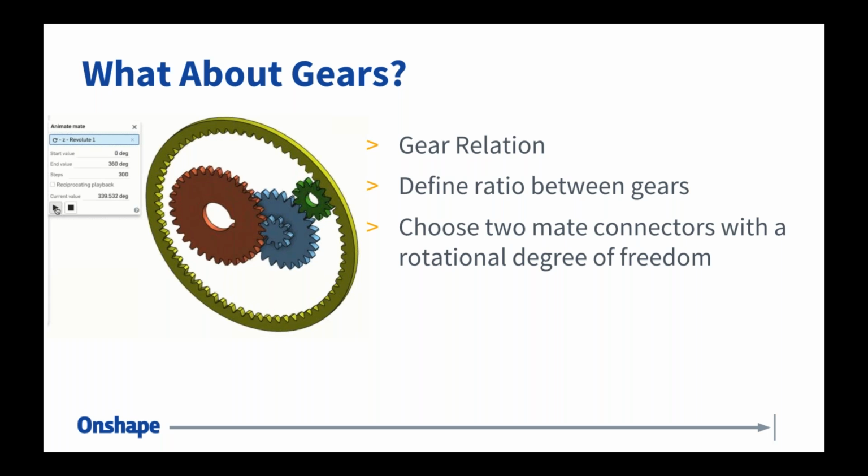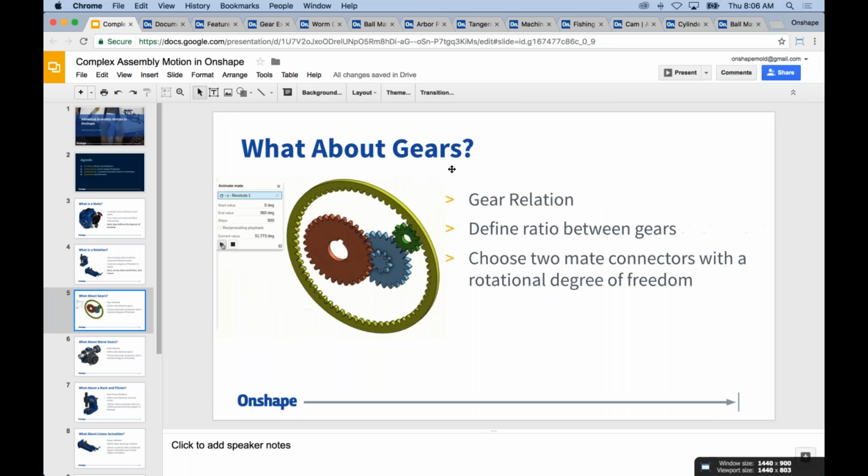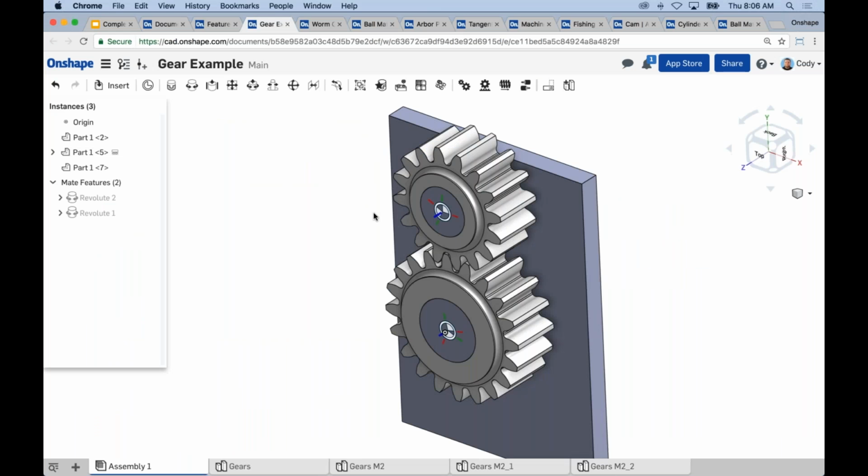I mentioned before, relations require that you have mates already established. And what we're doing with a relation is we're defining a ratio of the movement between them. So we're choosing 2 mates, they should have a rotational degree of freedom, right? In many cases, that would be something like a revolute mate. So enough slides. Let's get into an example of this.